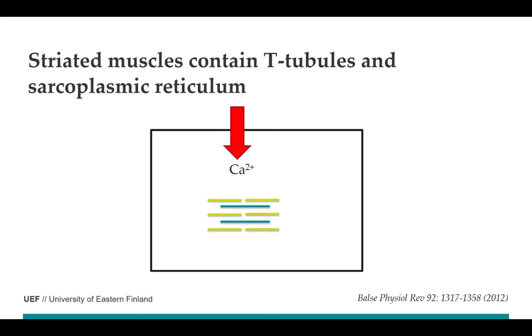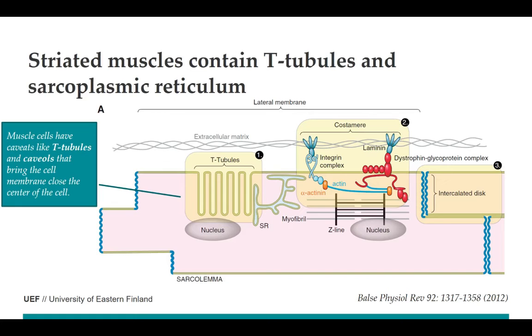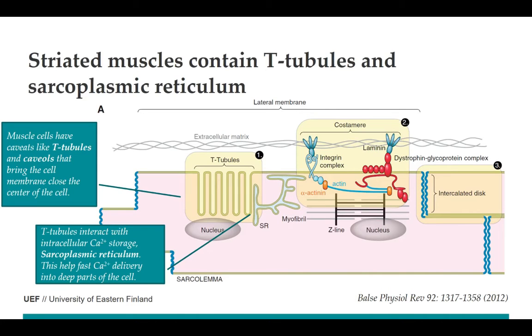But actually, the fine structure of the cell membrane is much more complicated. There are invaginations like T-tubules and caveolae that are bringing the cell membrane close to the center of the cell. And some of these T-tubules are quite often interacting with the calcium store, the sarcoplasmic reticulum, SR. It's modified from the endoplasmic reticulum in other kinds of cells, but because it's used for calcium storage, it's called sarcoplasmic reticulum. And this then helps the calcium delivery to deeper parts of the cell. So although the cell diameter is 100 micrometers, you still need invaginations like T-tubules to bring the calcium to the center.